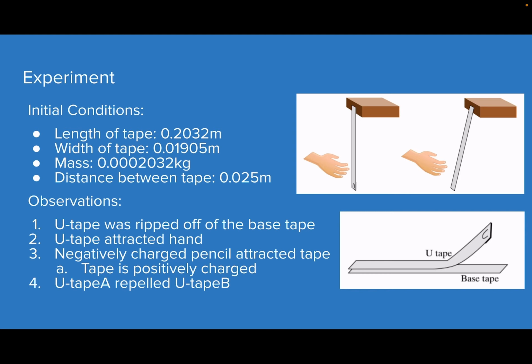Our observations were that the U-tape was ripped off the base of the tape, the U-tape attracted the hand, and a negatively charged pencil attracted the tape. Therefore, because it attracted the negatively charged pencil, the tape is positively charged.